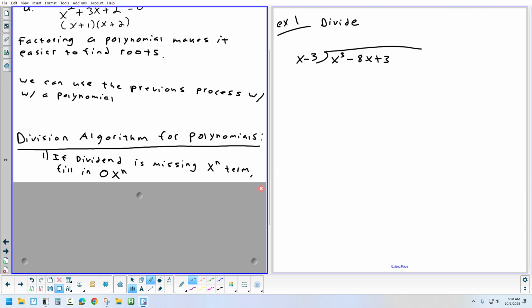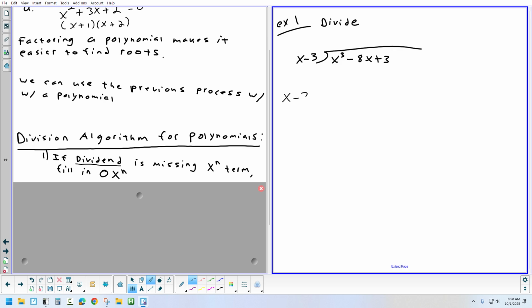Once we put it in the right spot, we've got to make sure we are not missing any terms on the inside. If we are, we need to put placeholders in so we can line things up nicely in columns. You need a column for every single exponent from the highest to the lowest. Am I missing any terms in my dividend? Yeah? X squared. I'm missing the x squared, so I got to fill that in.